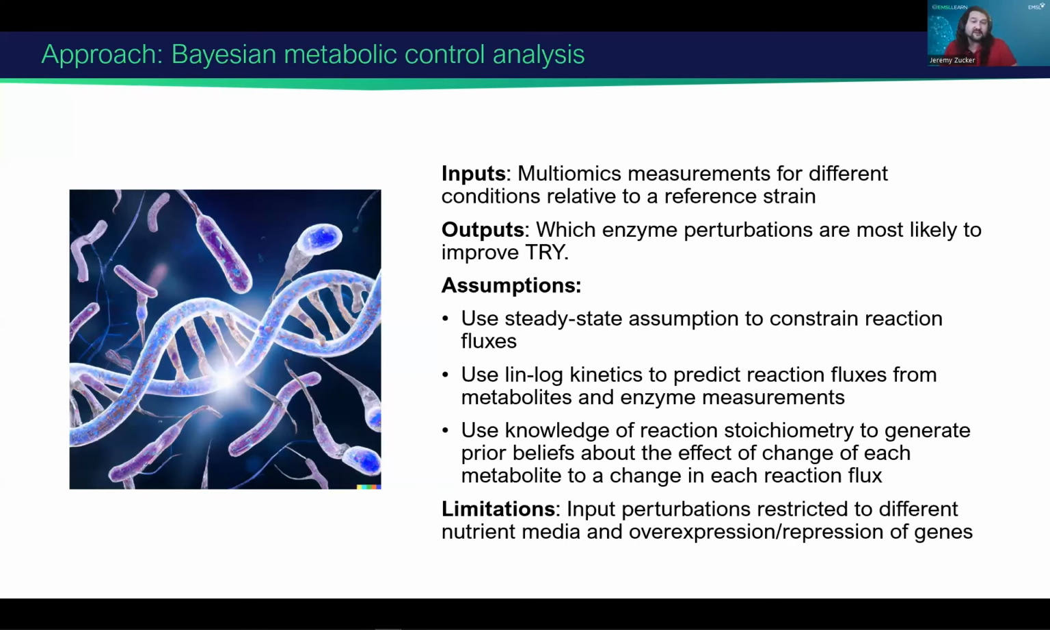The assumptions that this algorithm uses: it assumes that the organism is in some kind of metabolic steady state, and that's needed in order to constrain these reaction fluxes. Another assumption is that it uses ln-log kinetics to predict the reaction fluxes from metabolite and enzyme measurements. The reason it uses ln-log kinetics is that it turns out to be possible to solve for steady state in a single linear solve. So for performance reasons, it makes sense. But I'm going to show you some evidence that it's not a bad assumption to make when you are near steady state.